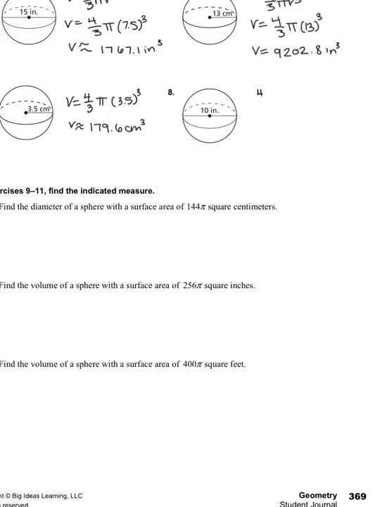For question 8, once again, this time I'm given the diameter. I know that the radius in this case would be half of the diameter, so it would be 5. So I have volume equals 4/3 times pi times 5 cubed. Once I have that, I can plug that into the calculator, and I get that my volume is approximately 523.6 cubic inches.